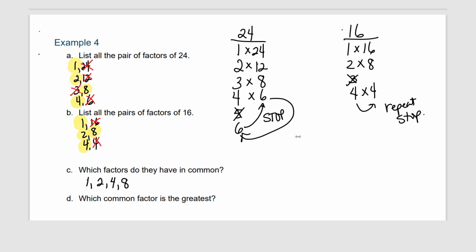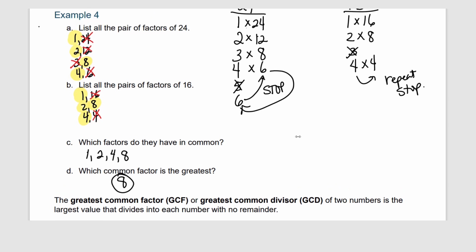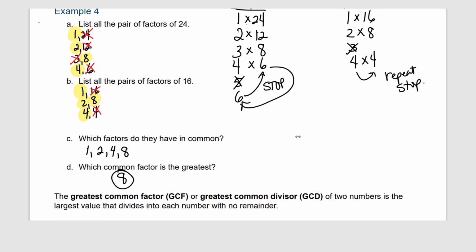Now, which of these common factors is the greatest? Well, that would be 8. 8 would be the biggest value. So 8 is actually a special number. It's called the greatest common factor or greatest common divisor. Because remember, factors are divisors.